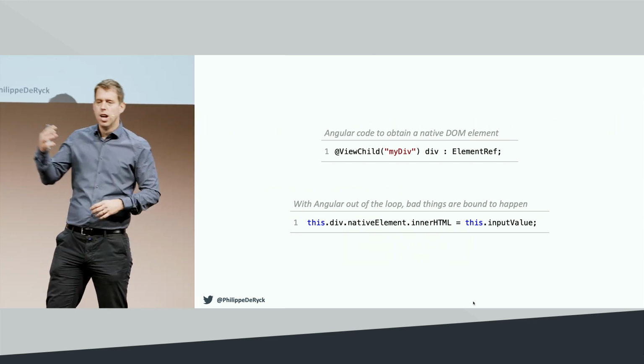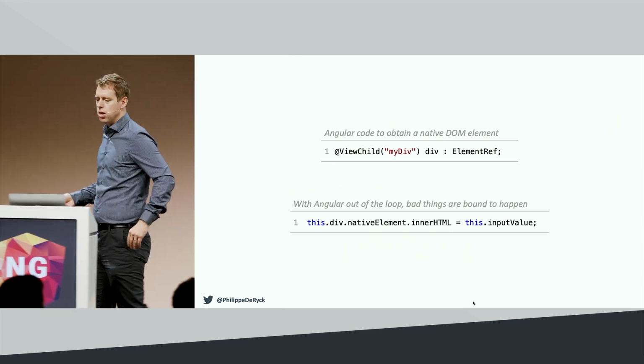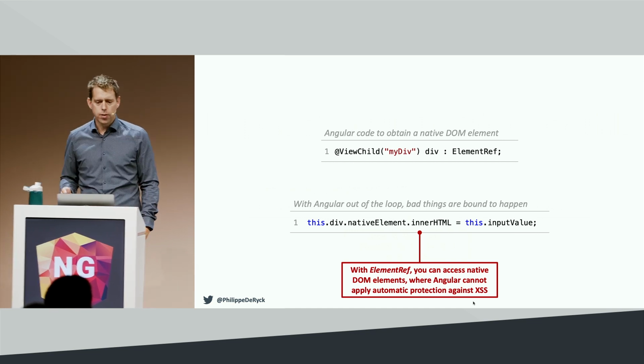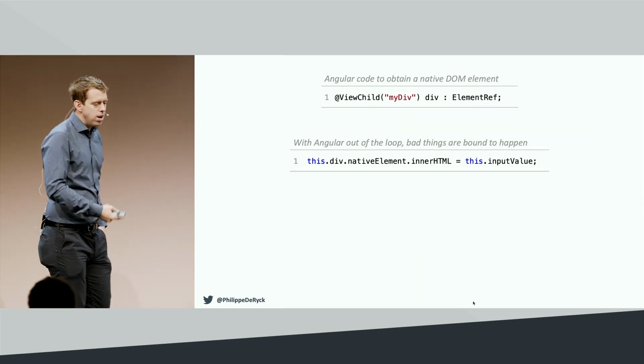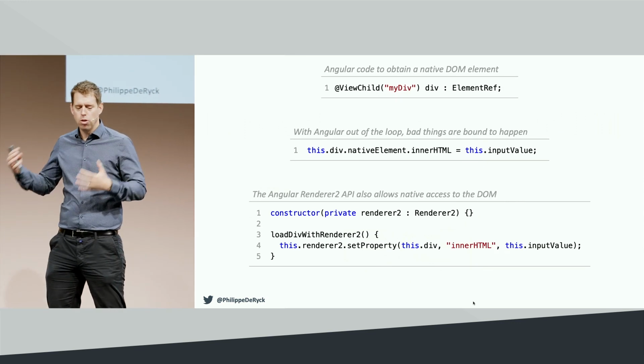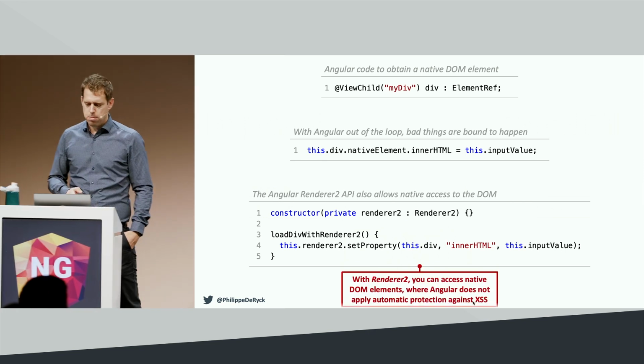Sometimes you need that reference. It's that innerHTML property. That's an unprotected raw access. Angular is not in the loop. Angular will not protect you when this happens. Not good. And there's the third way. There's a Renderer2 API that allows you to have similar interactions without actually using DOM elements. So you can set properties like innerHTML, and that causes the same issue.